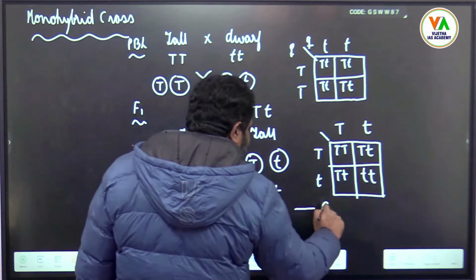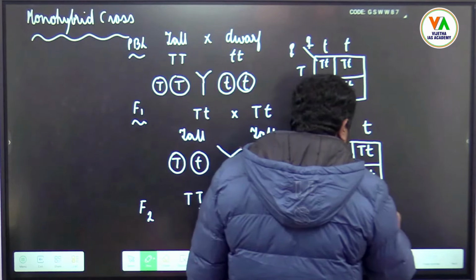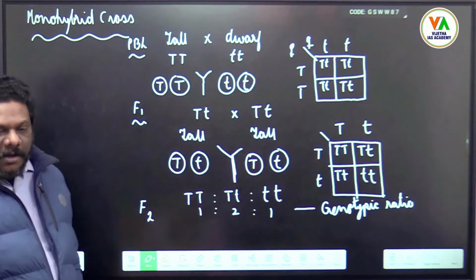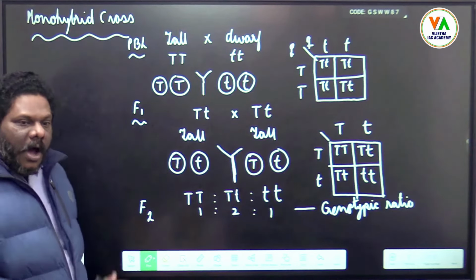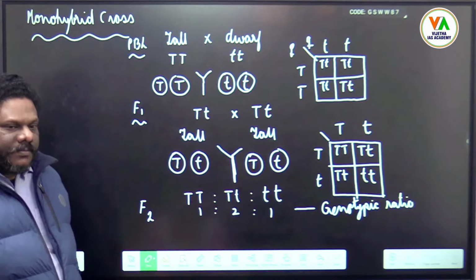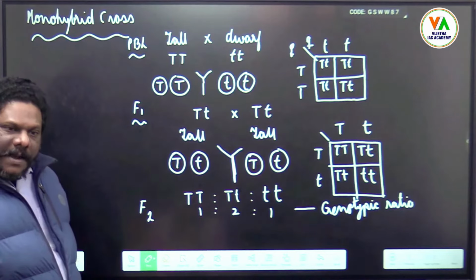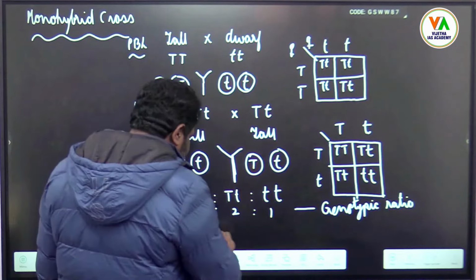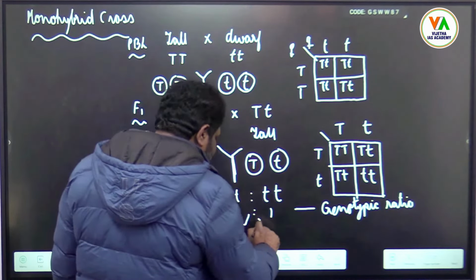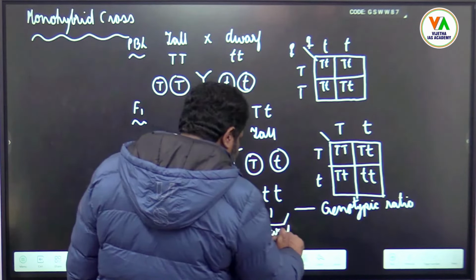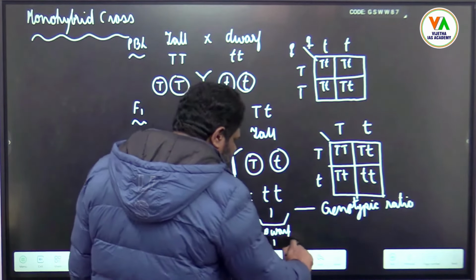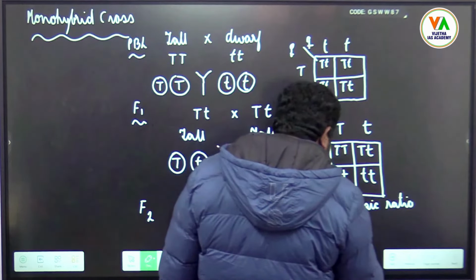This is known as the genotypic ratio of monohybrid cross because we represent it in the form of genotype. Now how many tall plants did you get? Please tell me. 3, no? What are they? Capital T and then all these. So you got tall plants and you got a dwarf plant, in the ratio 3:1. So this is known as the phenotypic ratio of monohybrid cross.